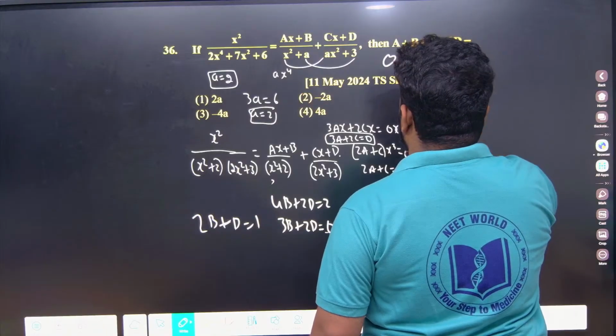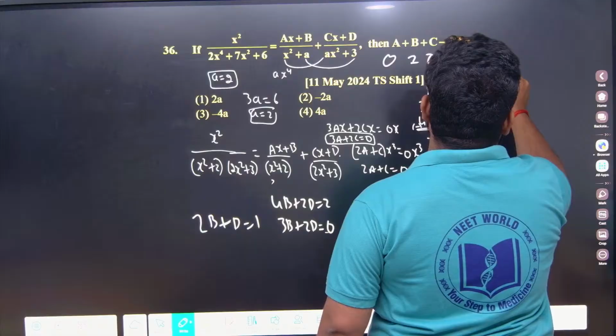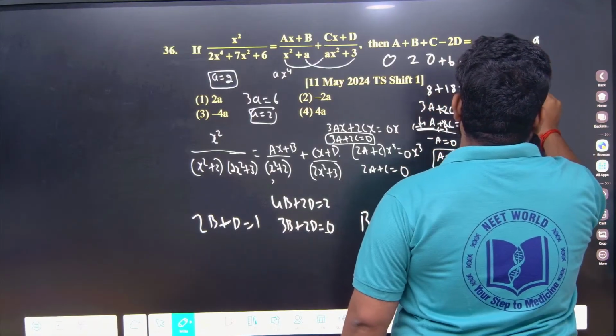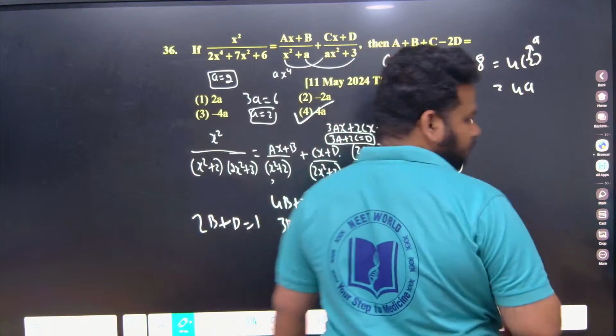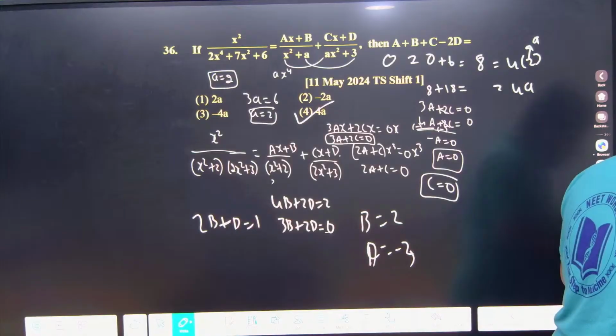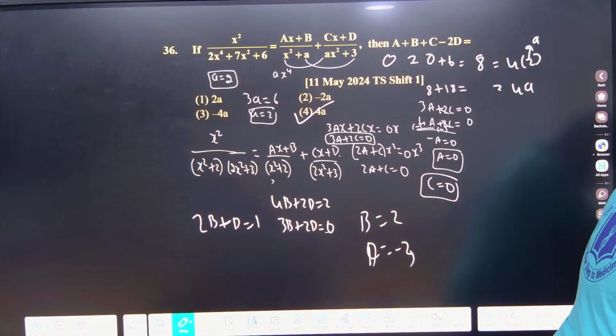Okay, this will become 8. So 8 means I can write 4 into 2. This 2 is a. So that is 4a. That is 4a is the answer. That is option 4. Option 4, 4a is the answer. Clear? Option 4, 4a is the answer. I hope it is clear to all of you.